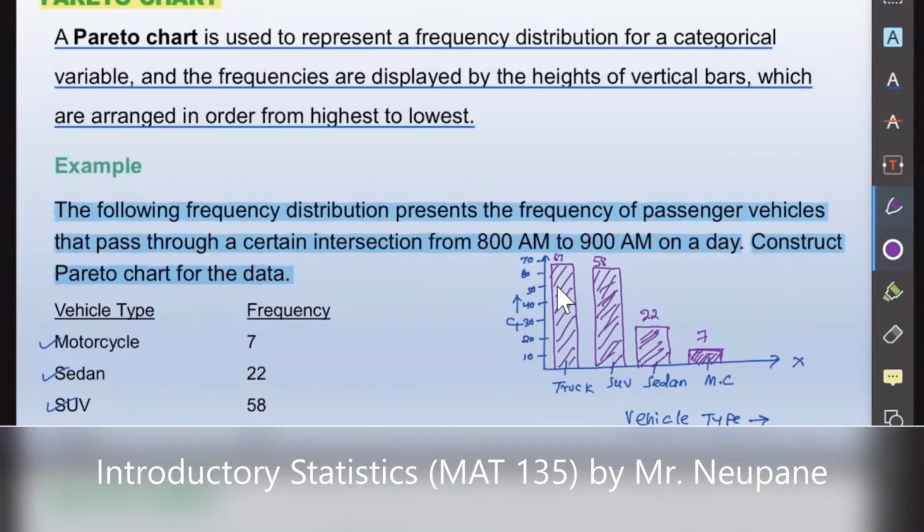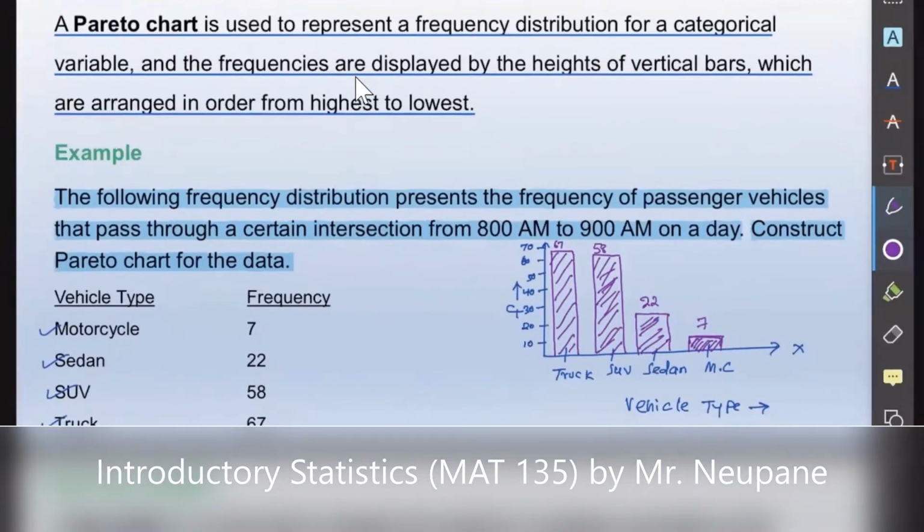So you can see in this bar diagram, actually it's a bar diagram, but what's going on here is we have the tallest bar first, then the height of the bar is decreasing as we go from left to right. So this type of bar diagram is called the Pareto chart. Questions, if any? No question, okay.